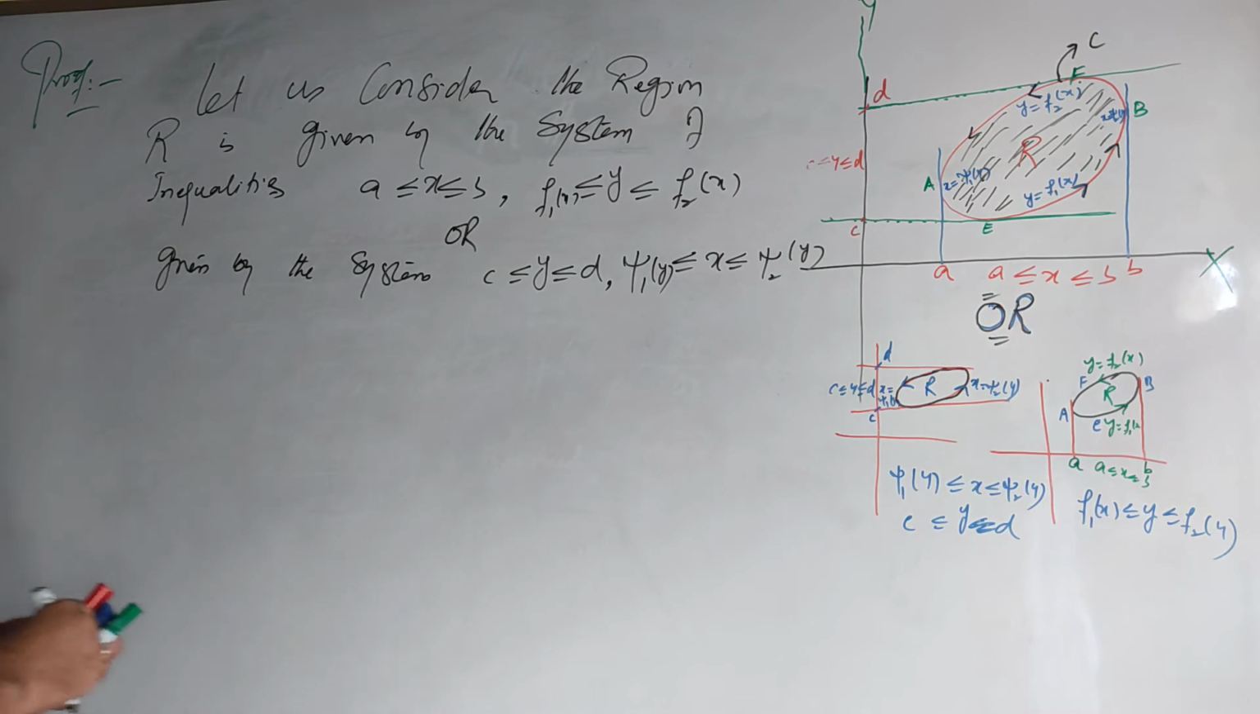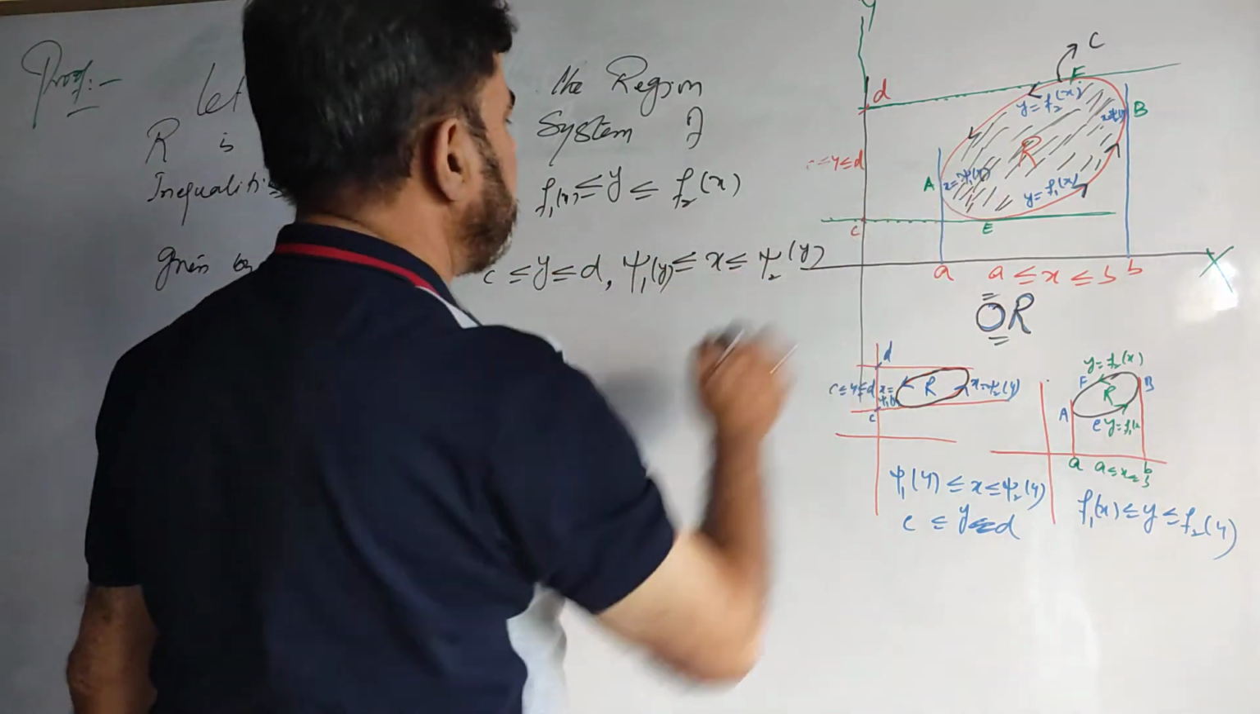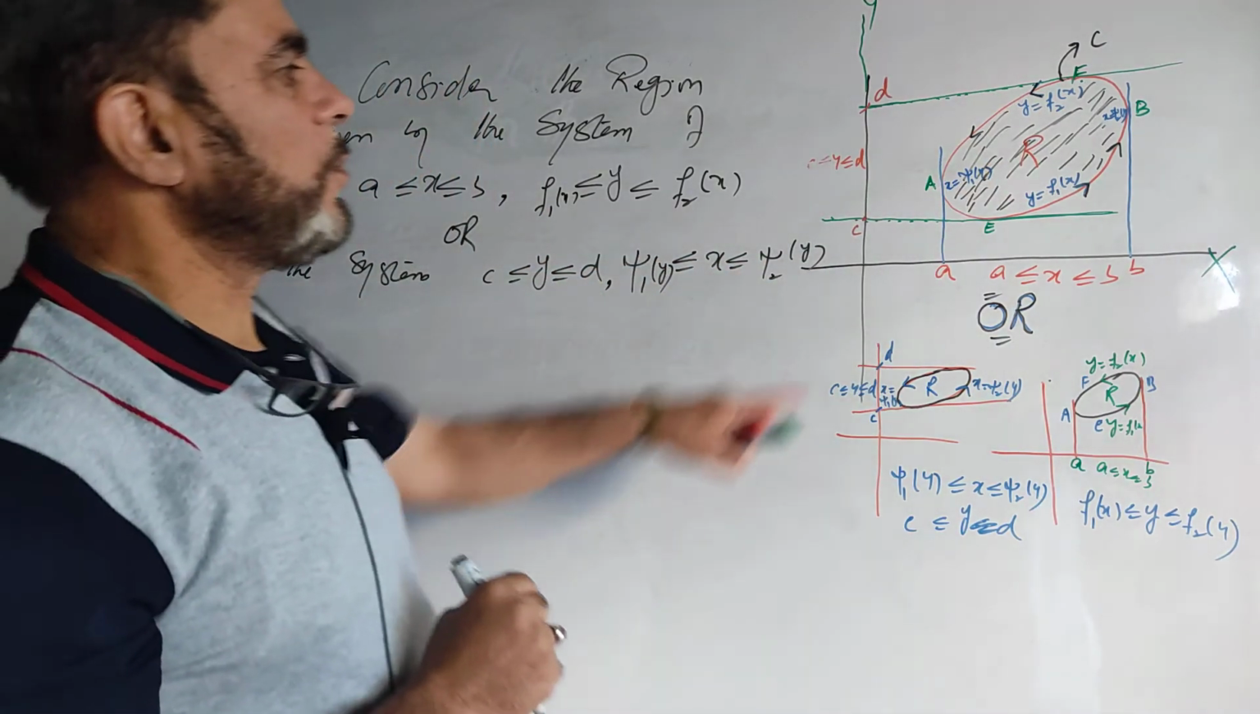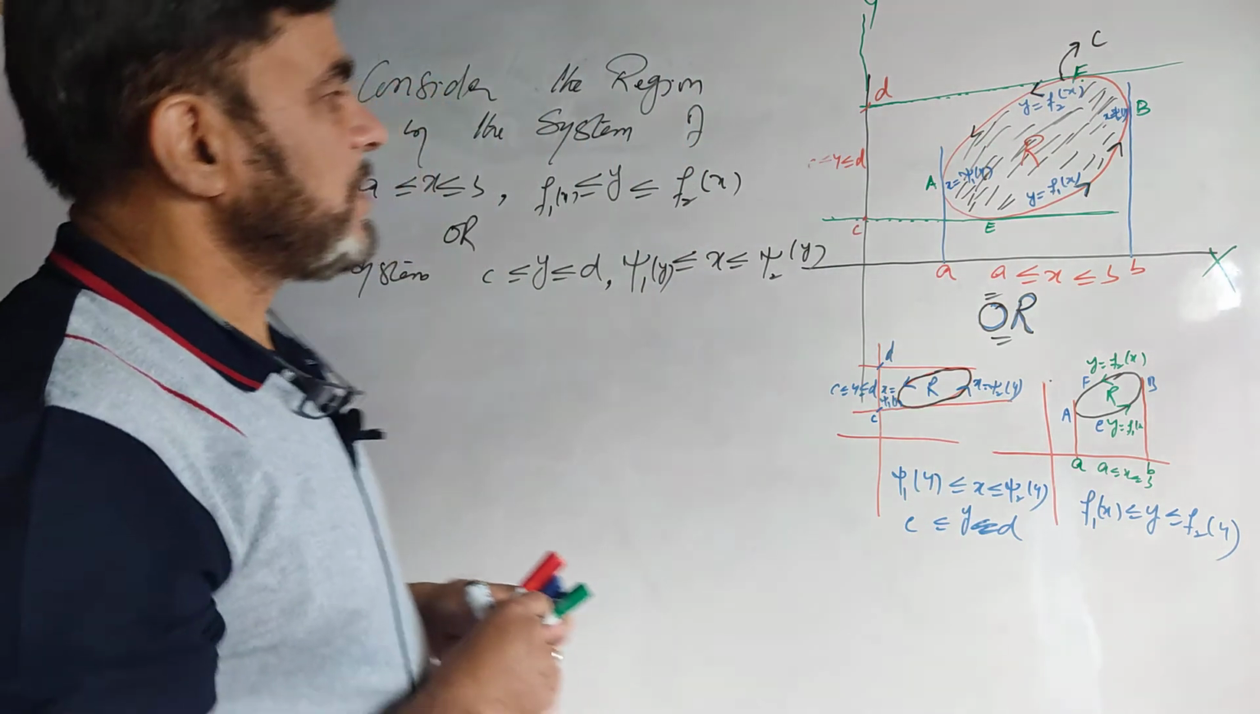So we consider this region R is given by this, and this R encloses the closed curve C.